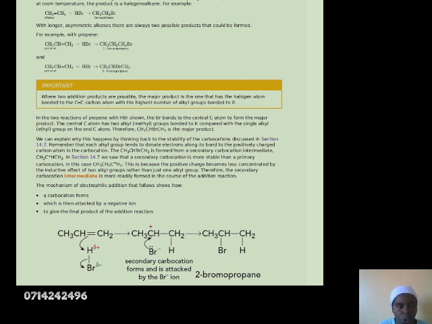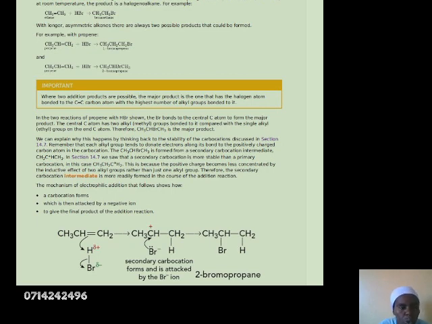It is important to note that where two addition products are possible, the major product is the one that has the halogen atom bonded to the carbon atom with the highest number of alkyl groups bonded to it. This is because the carbon that has more alkyl groups bonded to it will have inductive effects, and therefore it will form the most stable carbocation.